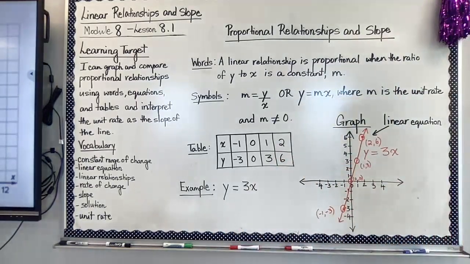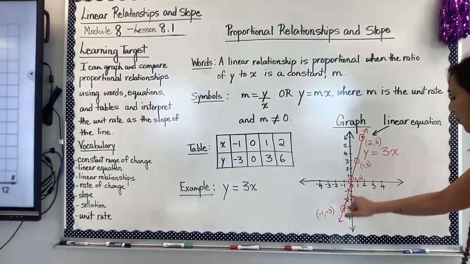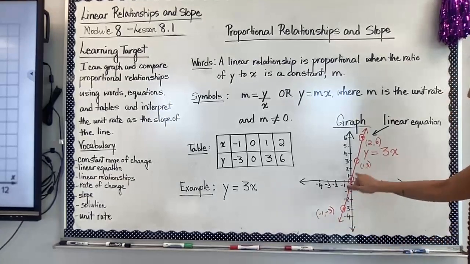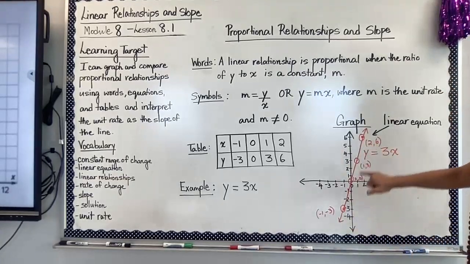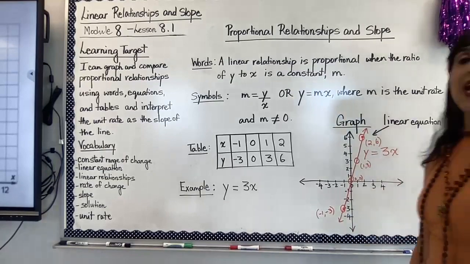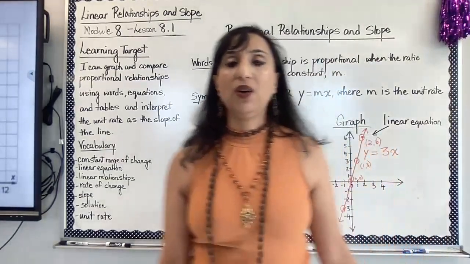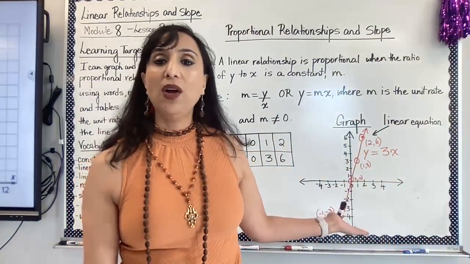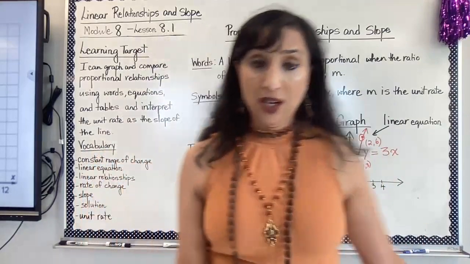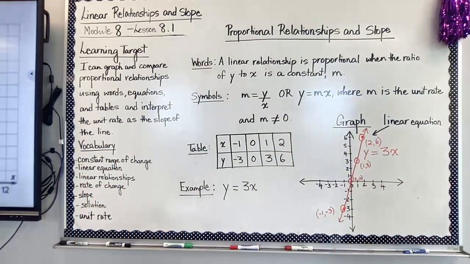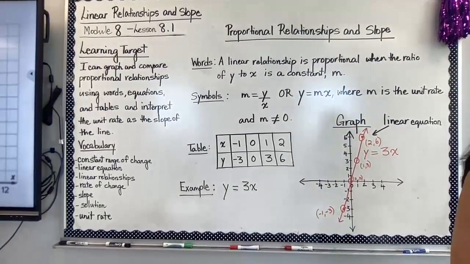And then if I'm graphing this, as you can see over here, I have -1, -3, 0, 0, 1, 3, 2, 6. So you can see it's a straight line, and that's why it's called a linear equation, and it is going through the origin. All right, and that is why we had talked about this, that the graph of a proportional relationship is a straight line through the origin.